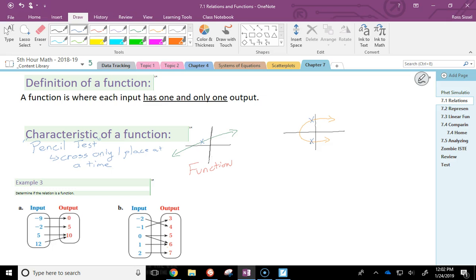When I do my pencil test, I'm going to touch here and here on my line. Since it's crossing 2 points at the same time, it is not a function.